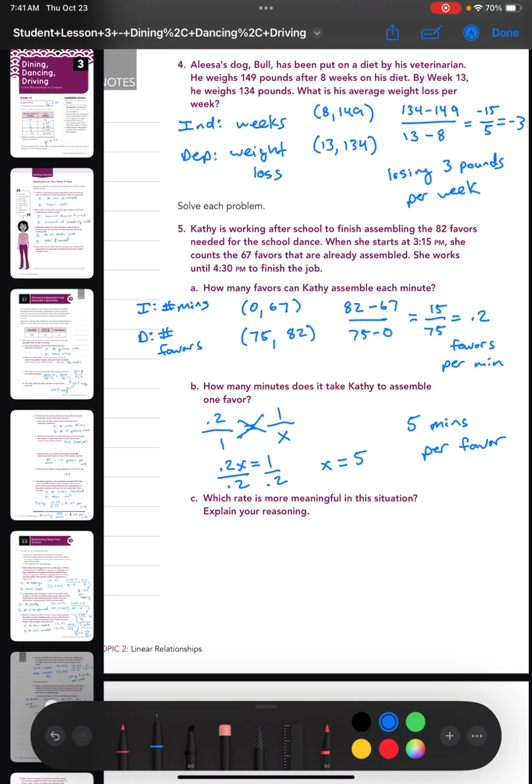So which rate is more meaningful? It's probably more meaningful to know how many minutes it takes her to make one. So if she knows how many favors she still has left to make, she can multiply that by 5 minutes per favor and know how much longer it's going to take her to finish.